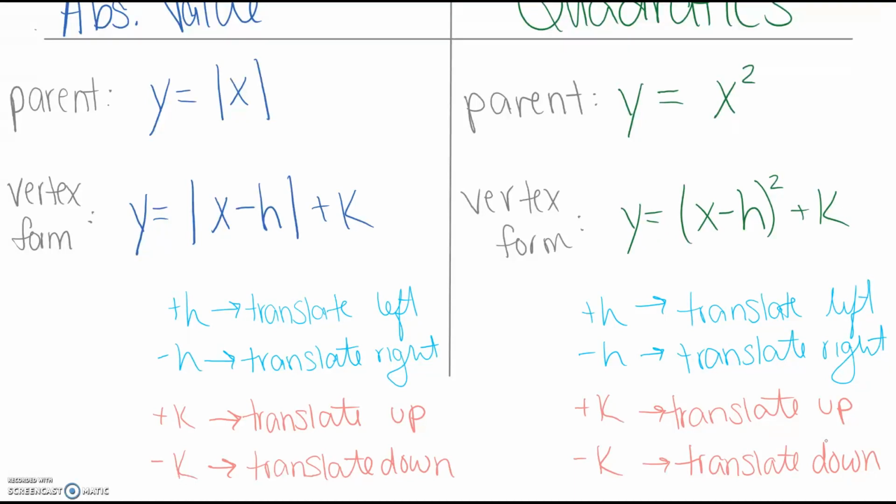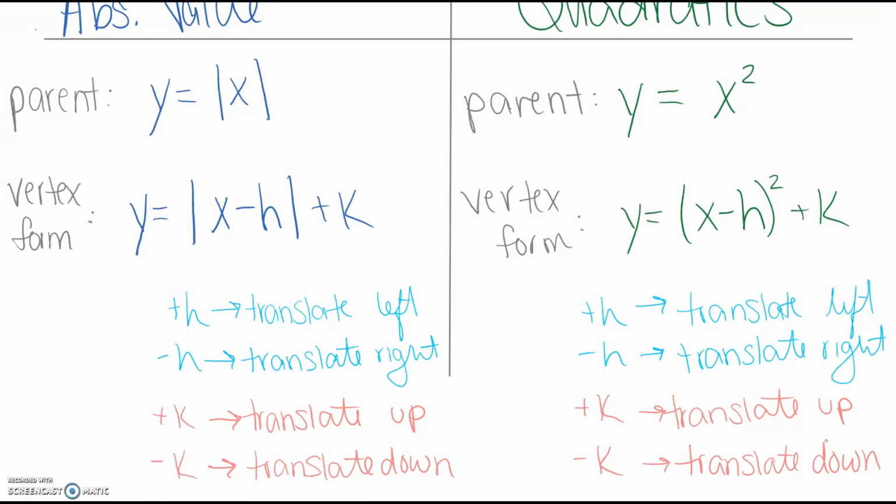The h values inside the absolute value or inside your parentheses are going to translate horizontally. So think h, horizontal, and it's affecting the x values. Positive goes left, negative goes right. Numbers on the outside, your k values, translate up or translate down.